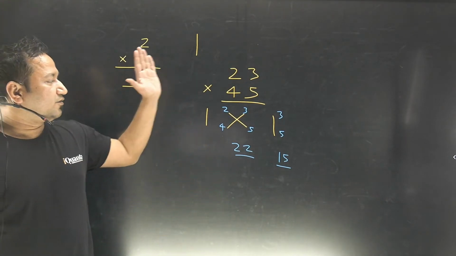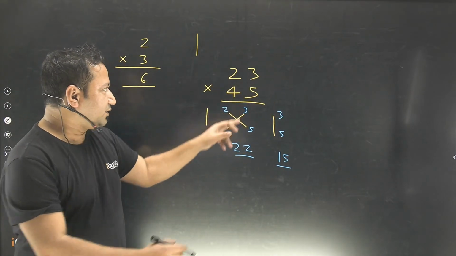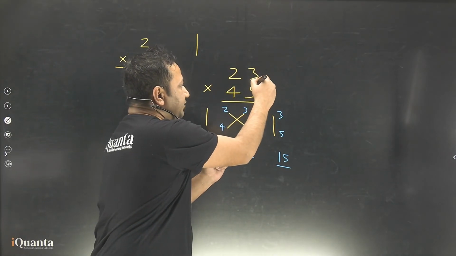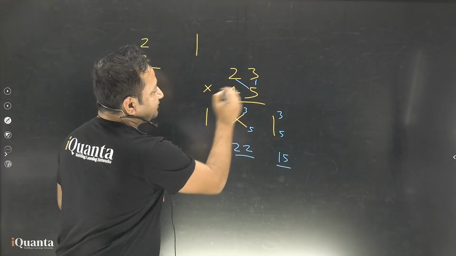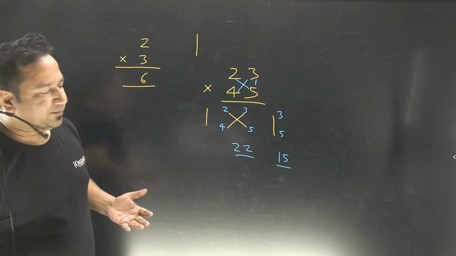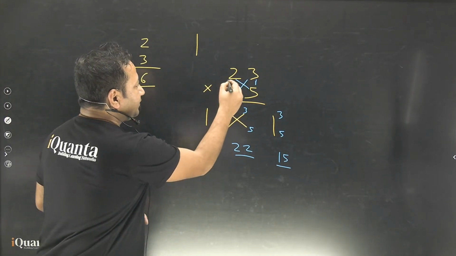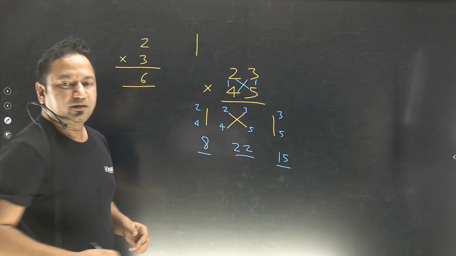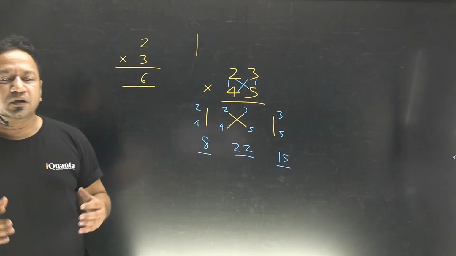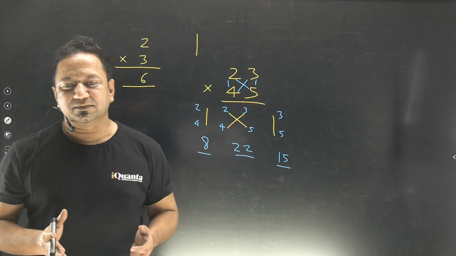I'm repeating. From the rightmost, we are taking 1 digit each, 3 and 5, which comes out to 15. Then crosswise, 2 5s are 10, 3 4s are 12, and adding both of them, we get 22. And then 1 from the left, that is 2 multiplied by 4, we get 8 over here. This part is clear.